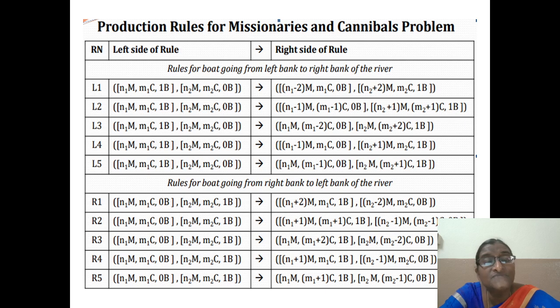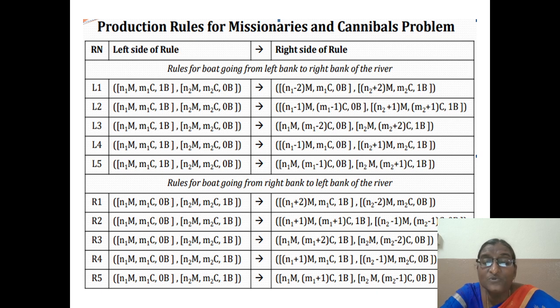Now coming to the rules for the boat going from the right bank to the left bank of the river. So here you can see that two missionaries are moving from right bank to left bank. So on the right side it decreases by 2 and on the left side it increases by 2. And one missionary and one cannibal are moving from right side to the left side. So one is reduced on the right side and one is increased on the left side.